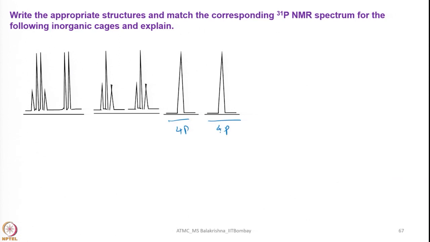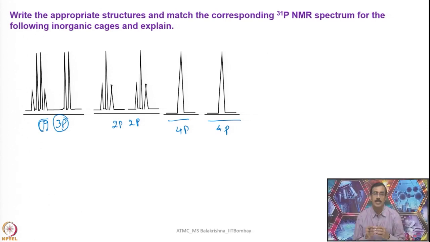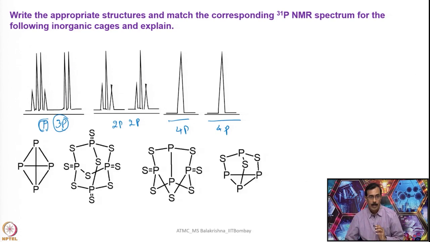In this one, what happens? Out of 4, 2 on one side and 2 on the other side split each other into triplets. And here what we have is P and 3P, so one set of equivalent phosphorus is 3P and one is P. So this one will split this into a doublet, and this into a quartet. Now we have to write the structures. By looking at the 31P spectrum of pure white phosphorus and comparing, yes, maybe a small quantity of white phosphorus is left unreacted. You can see here, yes, this is there, this can be one of them.